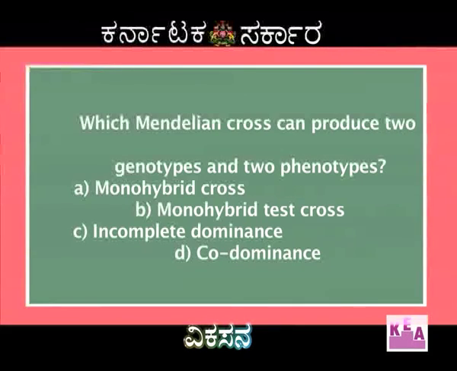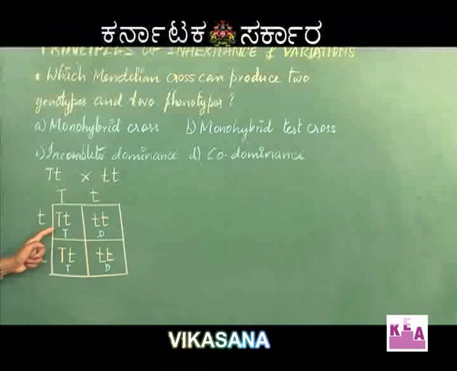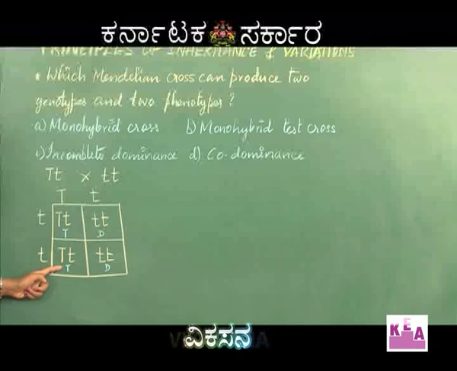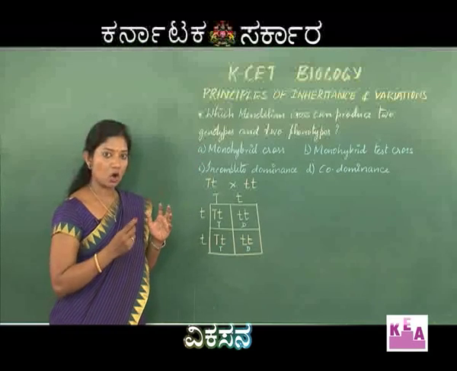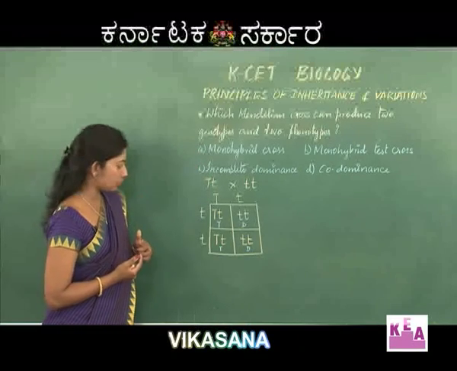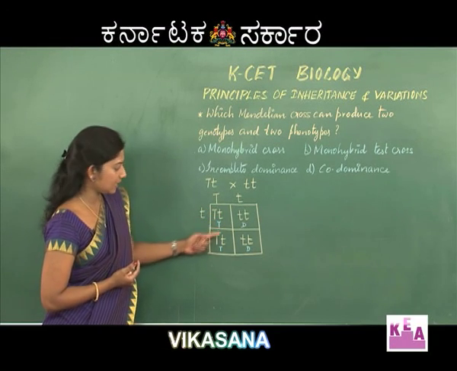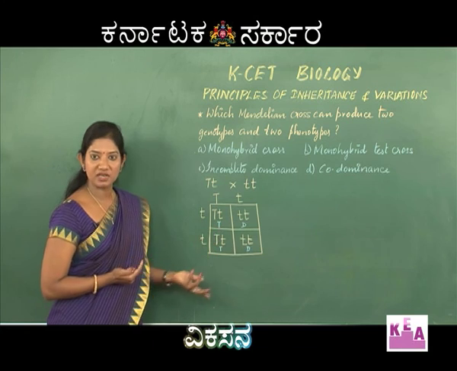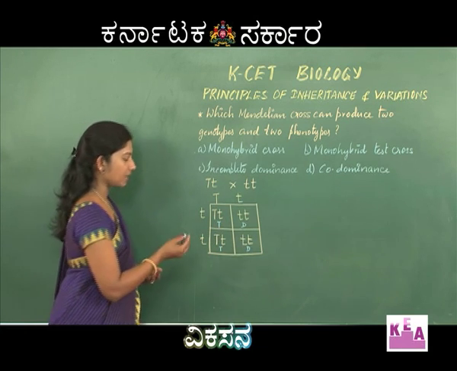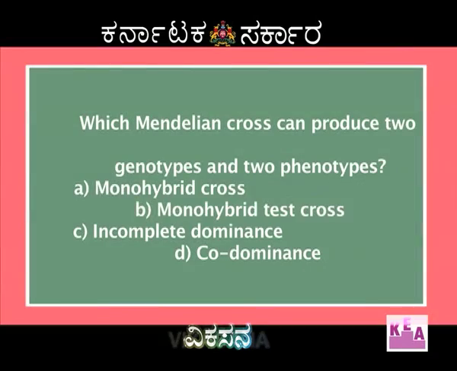Which Mendelian cross can produce 2 genotypes and 2 phenotypes? You can see here, phenotypes are the external features, 2 tall plants, 2 dwarf plants. Genotypes are the gene combination or the genetic constitution. You can see this combination is appearing twice and this combination is also appearing twice. So the right answer over here is option B.